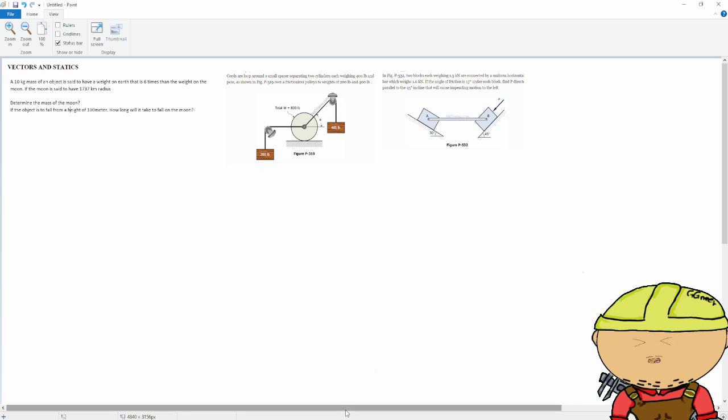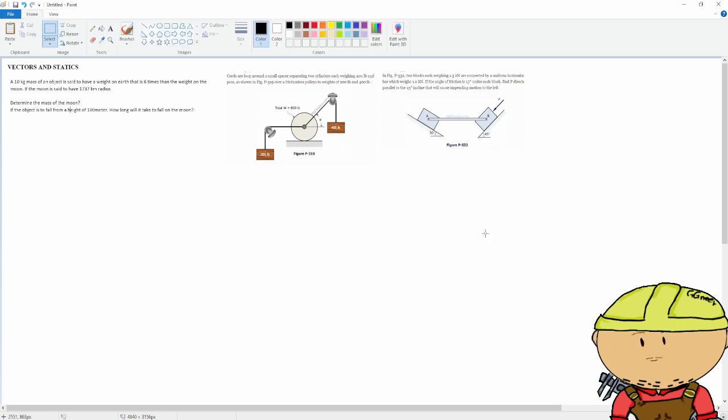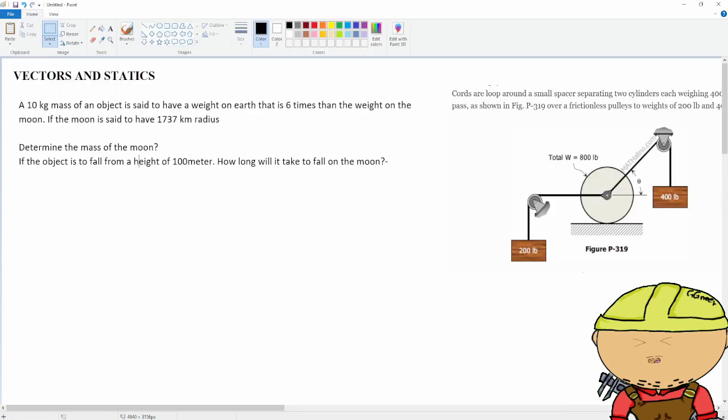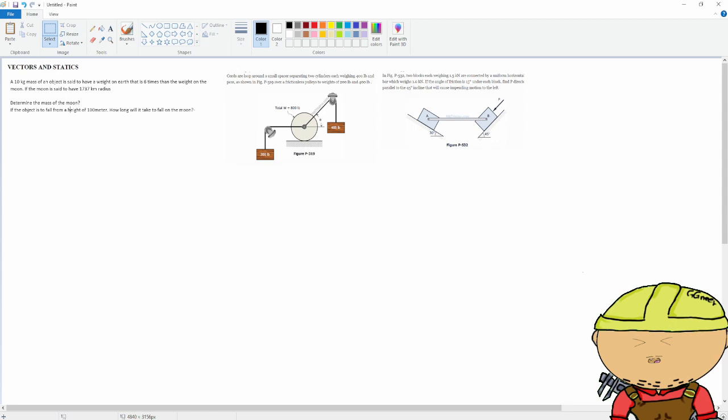Today we're going to be talking about vectors and statics. I guess it's more of statics, right? The problems are statics, but we're going to be using vectors, or the way to solve vectors, in these kinds of problems.